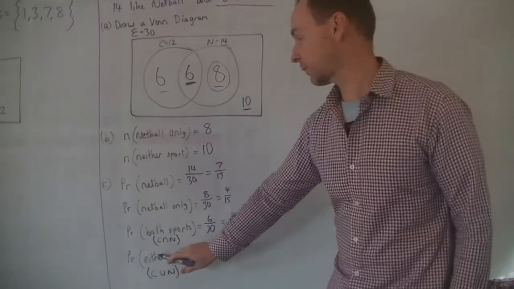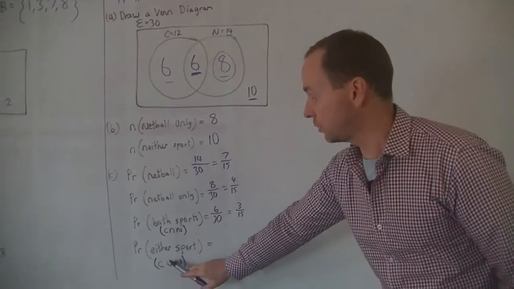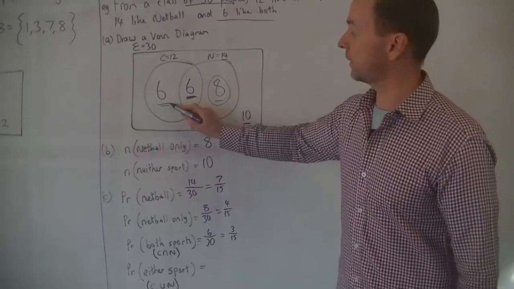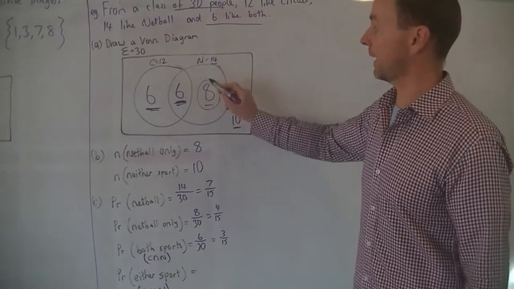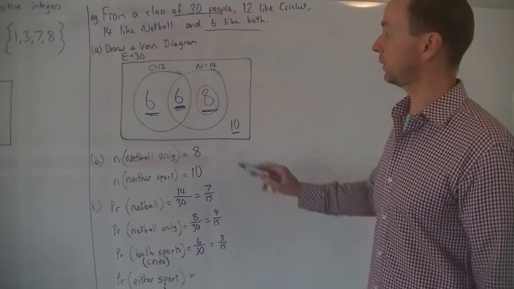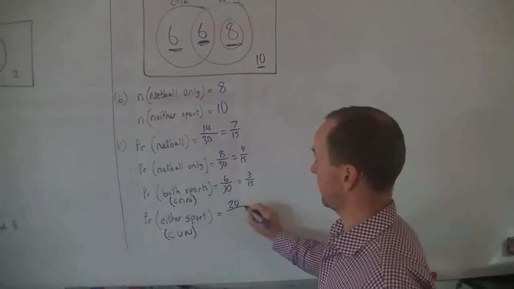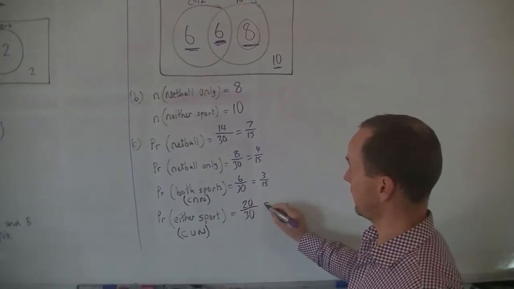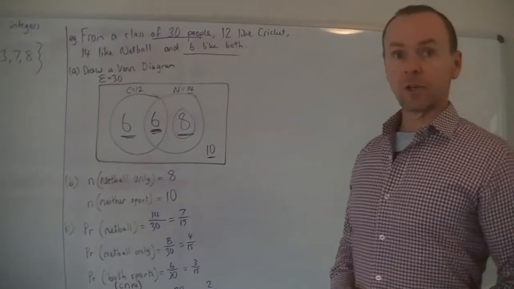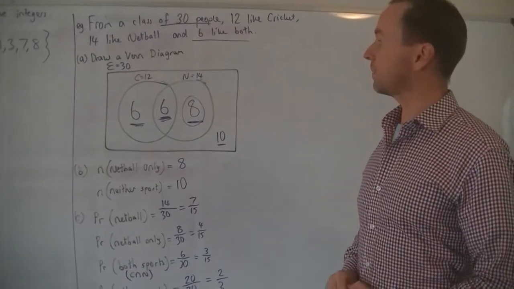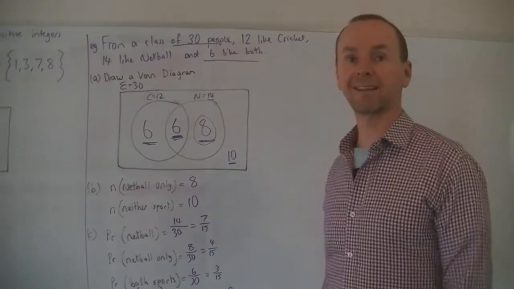And I put another one on, probability who like either sport. And that's C, union N. So that includes these people, those 6 who like cricket only, and the 6 that like cricket and netball, and the 8 that like netball only. So we add those up together, and there's 20 kids there that like either sport. So it's 20 out of 30, which simplifies to 2/3. So that's a typical test question you'll get, so make sure you understand both of those questions. We've got another example in just a second.